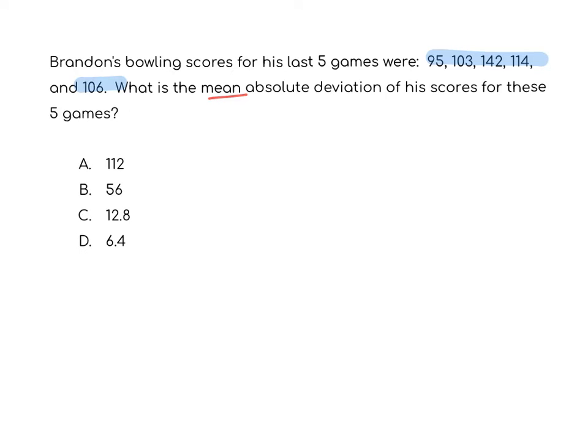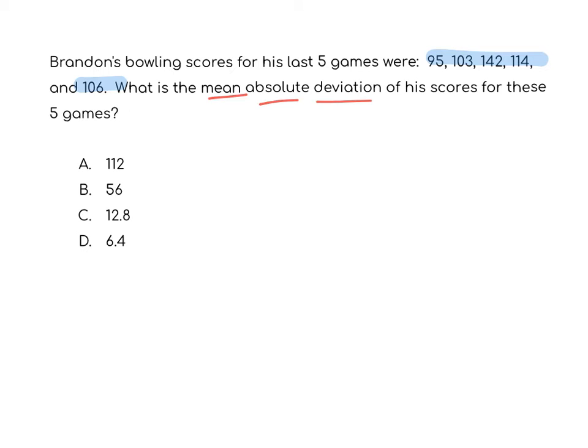Okay, so mean absolute deviation, 3 words, 3 steps. First step, find the mean. That's the mean part. Deviation is how much it differs. So now we're going to figure out how much each of those numbers differ from the mean. And then absolute, we're going to take the positive, the distance, so the positive number. And then find the mean again. So we're going to find the mean twice. Okay, so find the mean, subtract, find the mean. Those are the 3 steps.